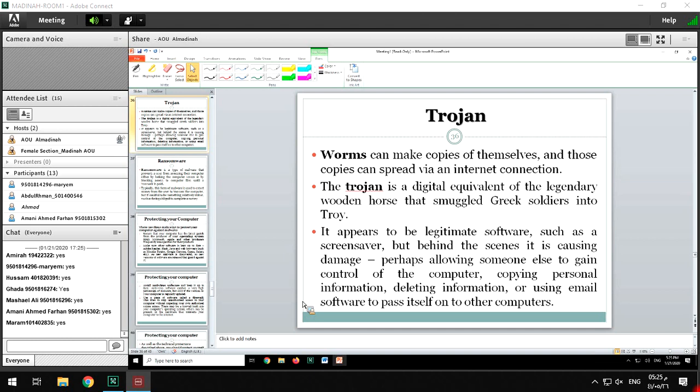Okay. The next type of malware in online safety that we are looking at here is the Trojan. Trojan worms can make copies of themselves and those copies can spread via the internet. The Trojan is a digital equivalent of the legendary wooden horse that smuggled Greek soldiers into Troy. It appears to be legitimate software such as a screensaver, but behind the scenes it is causing damage, allowing someone else to gain control of your computer and copy all your information from your personal computer. So the Trojan appears to be software.